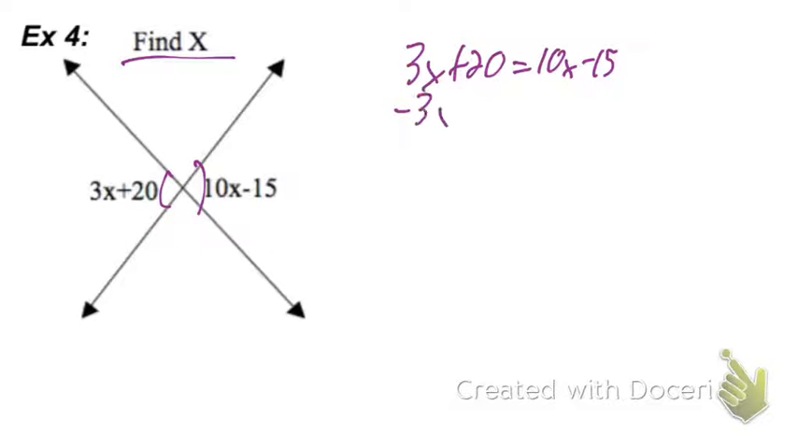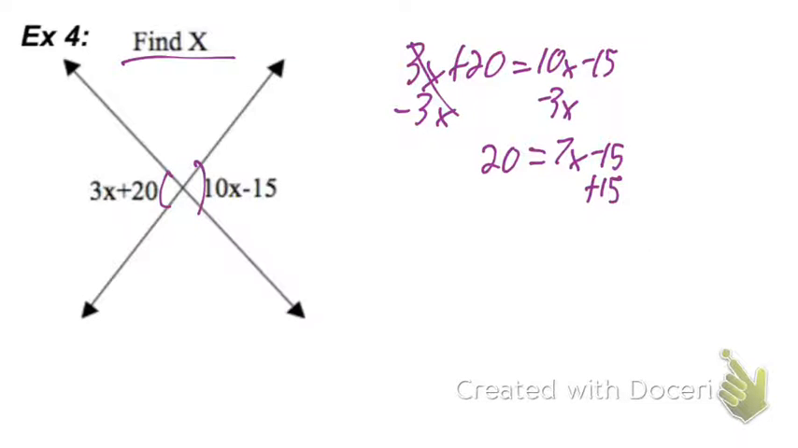So I'm going to subtract 3x. Get 20 is equal to 7x minus 15. You might be thinking, Mr. Coster, you're going too fast, or I would like an opportunity to work it out and then check it against his work. Well, you can always pause the video or rewind the video as you need to accommodate those things.